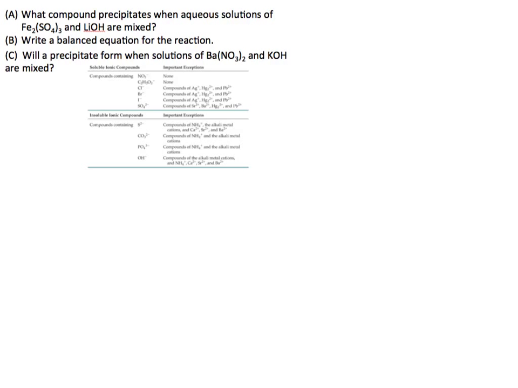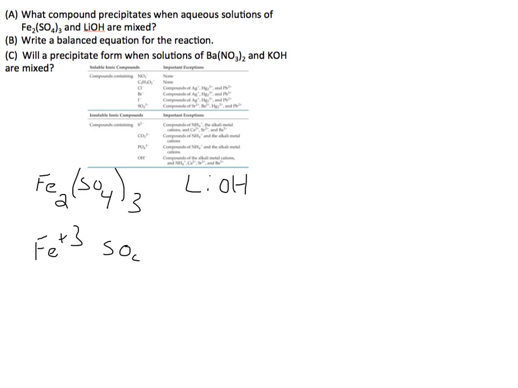So the first thing we note is that we have iron 2 sulfate, and we have lithium hydroxide. So we can write down what the ions are, right? So we would have Fe plus 3, SO4 minus 2, and we have lithium plus and OH minus. Okay, so then we can actually combine the opposites, right? So the iron and the hydroxide, and the sulfate and the lithium.